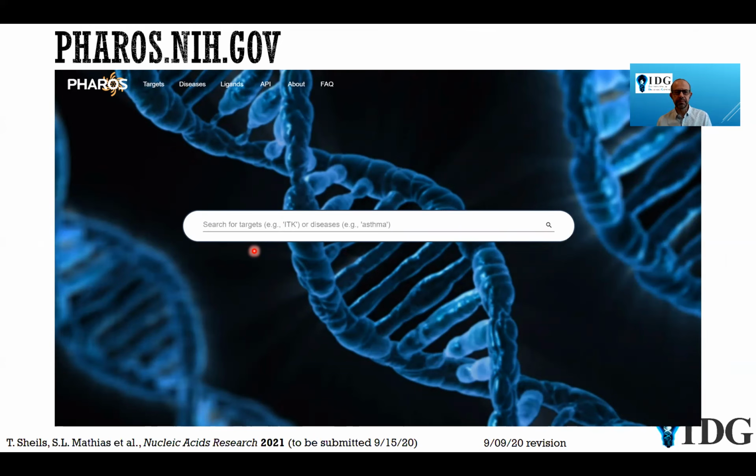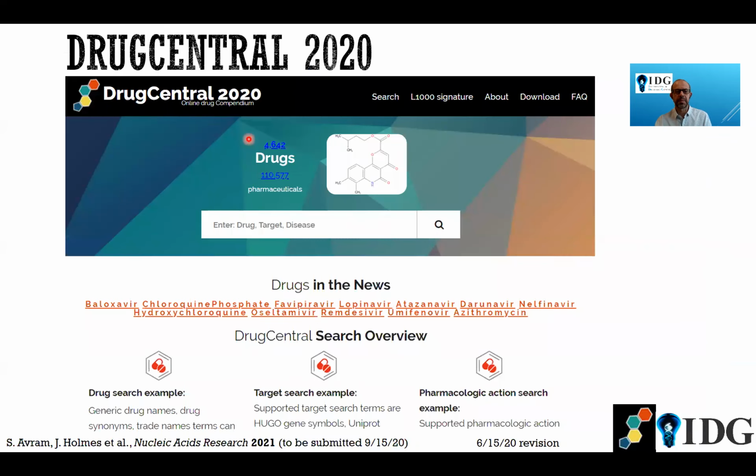PHAROS.NIH.GOV. And there are three main components that one can explore. The most developed one to date is targets, since PHAROS is a protein-centric interface, but we also allow the user to query for diseases as well as ligands, which means small molecules and approved drugs. And according to Aaron Pawlik, who was one of the leaders of the IDG program until recently, PHAROS is considered to be the flagship of the IDG program.